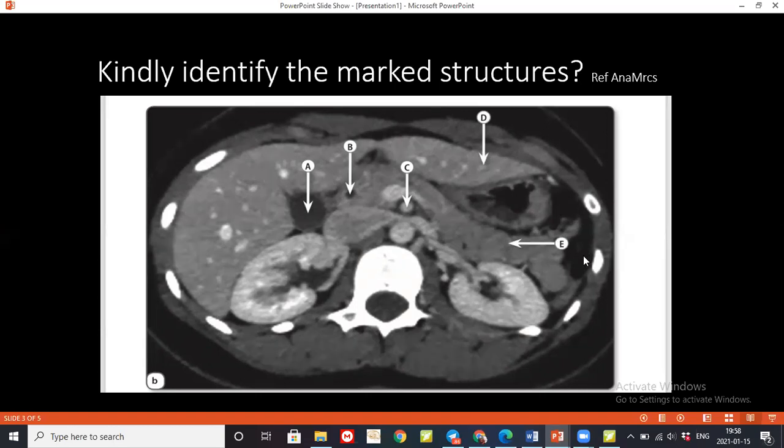Okay, can you identify which organ this is? This tail of the pancreas is attached to which organ? The tail reaches the splenic hilum. Spleen, okay.